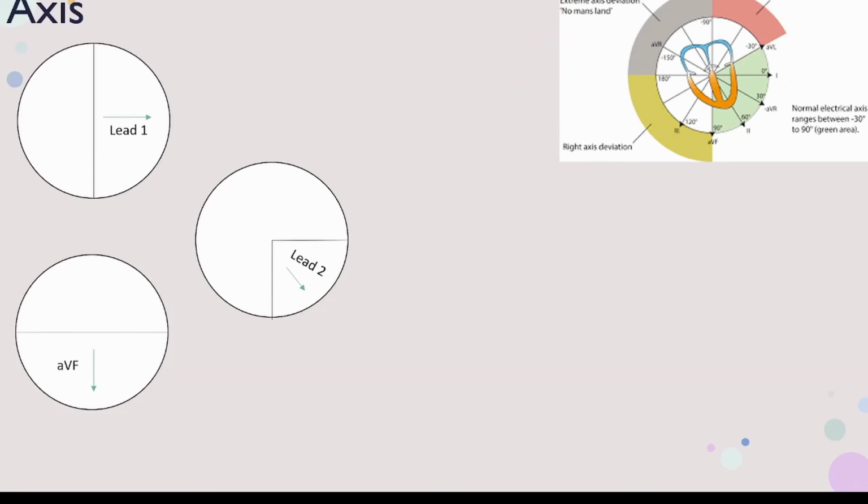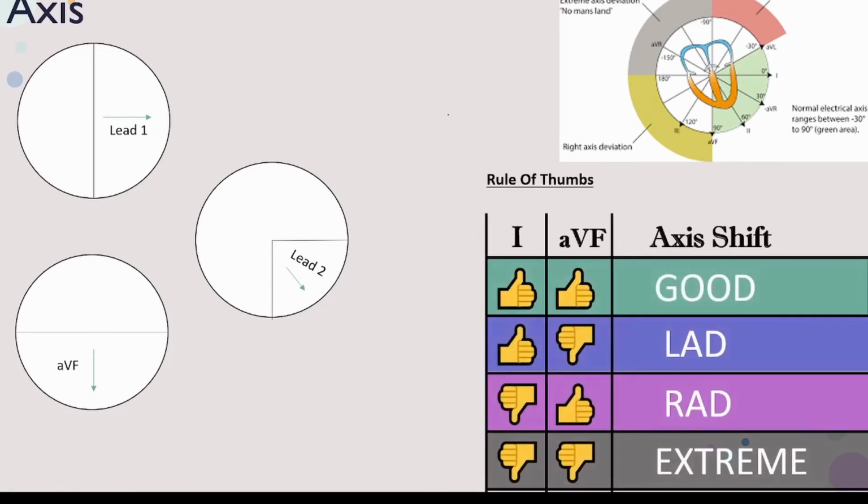So how do we go about calculating this? Well, there's a great rule everyone should use, and I advise everyone to use this all the time. It's the rule of thumbs. Okay, so how does the rule of thumbs go? Well, you locate your two leads you prefer. For me, I like lead 1 and AVF. And what you do is identify where the deflection is going. Your R wave or S wave, is it a positive or negative deflection? Based on that, that is your thumb.